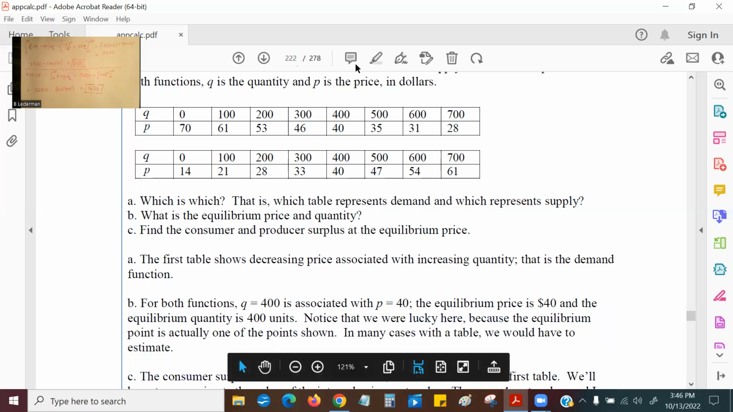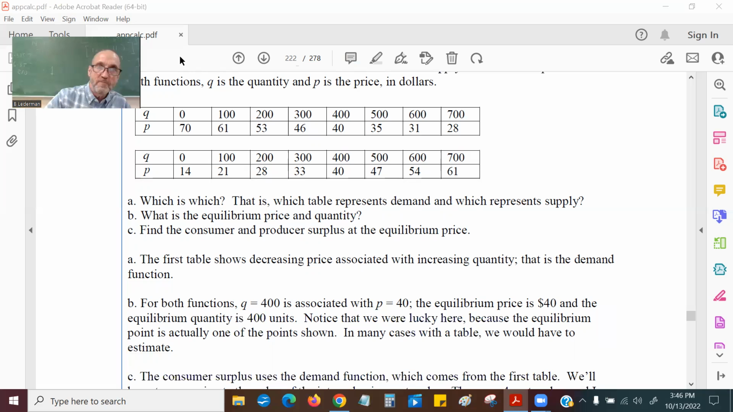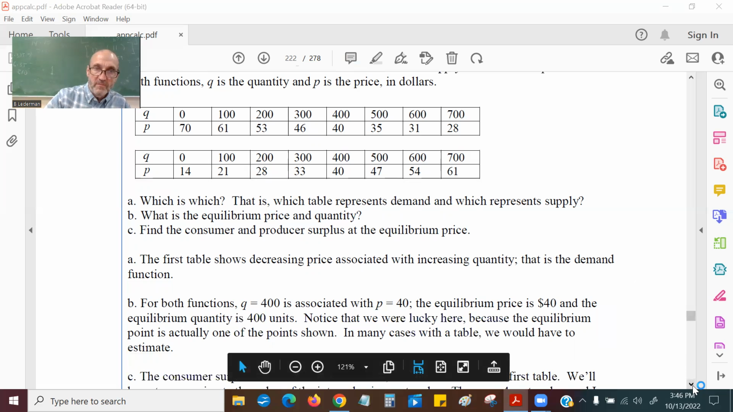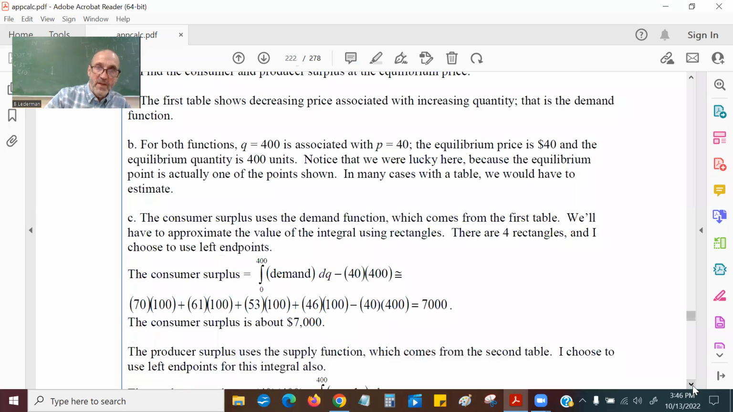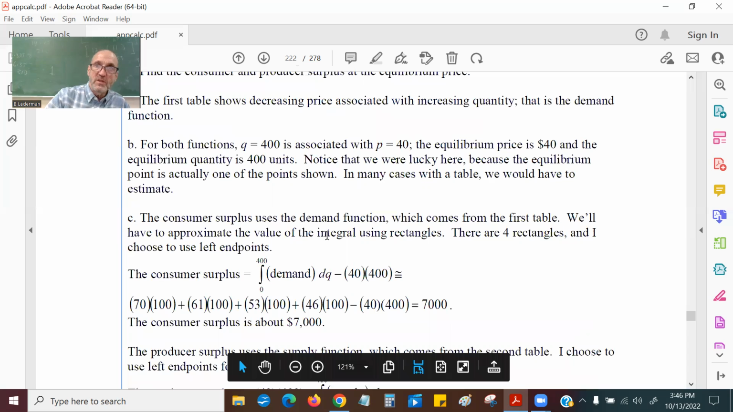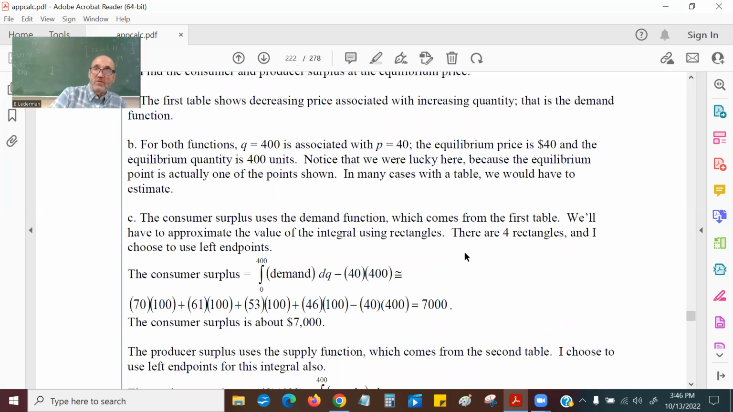Now the consumer surplus is going to use the demand function, and that's going to come from the first table. So we're going to have to approximate the value of the integral using rectangles. There are 4 rectangles, and I choose left endpoints. So the consumer surplus is going to be the integral from 0 to 400 of the demand function dq minus 40 times 400.